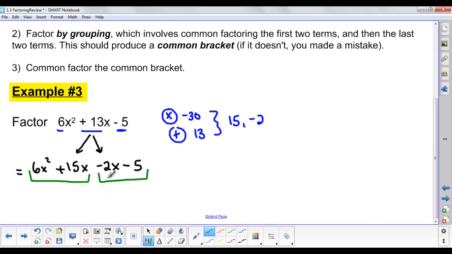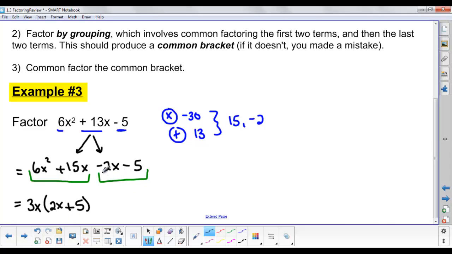We have 4 terms, and with those 4 terms, I'm going to split them into 2 groups of 2. Inside each one of these groups, I'm going to common factor. Inside the first group, I have 6 and 15. Those are both divisible by 3. I have an x squared and an x, so x is common to both. Just focusing on this group, I'm going to divide 6x squared by 3x, and that gives me 2x. I'm going to divide 15x by 3x, and that gives me a positive 5.